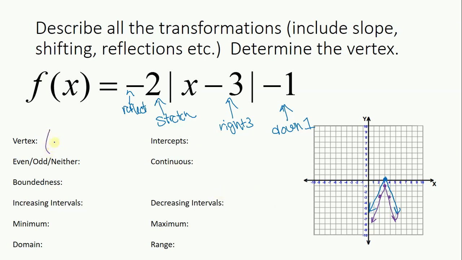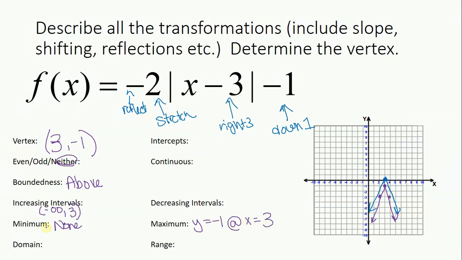My vertex then would be at 3, comma, -1. Neither were bounded above. Increasing, we are increasing from -infinity to 3. We have a minimum at, oh no, no minimums, we only have a max. We have a max at y equals -1, at x equals 3. Domain, -infinity to infinity. Range, -infinity to -1, including -1.